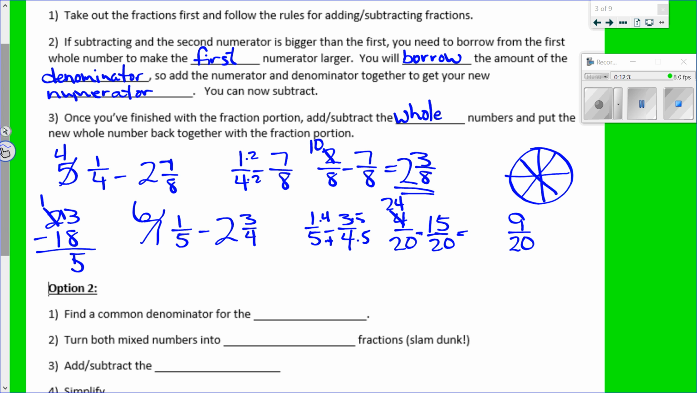9/20. Go back to my whole numbers. 6 minus 2 gets me 4 9/20. Is there anybody who doesn't see what we just did? Is there anybody that doesn't make sense to?